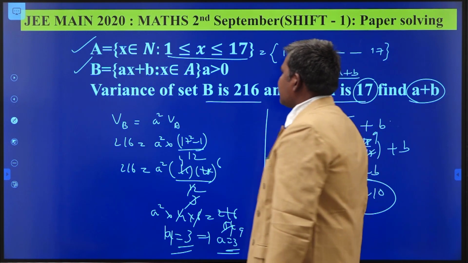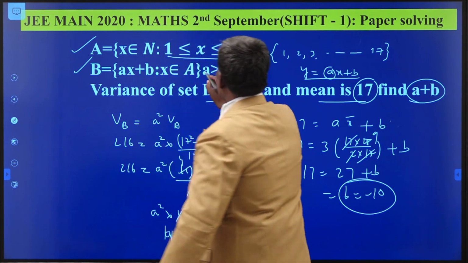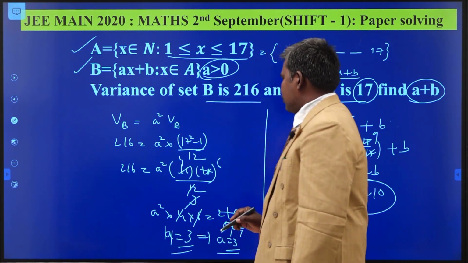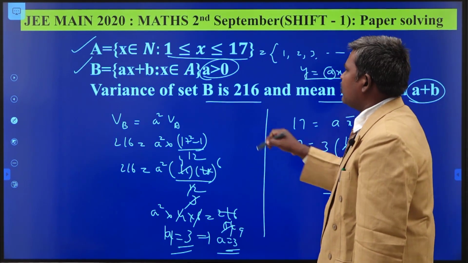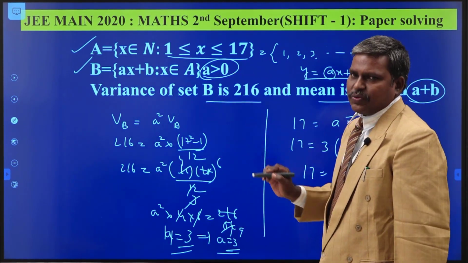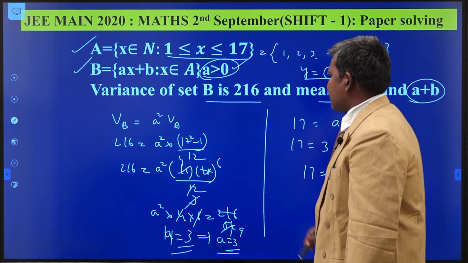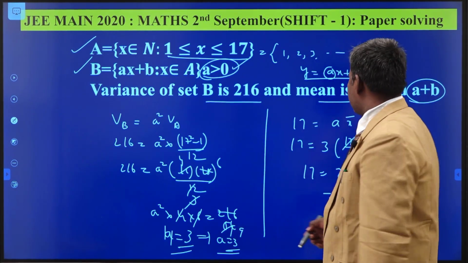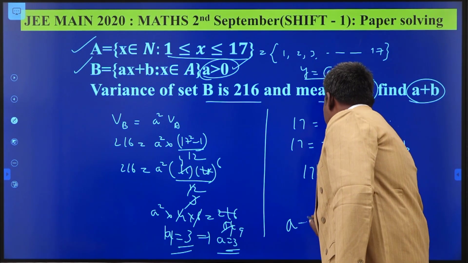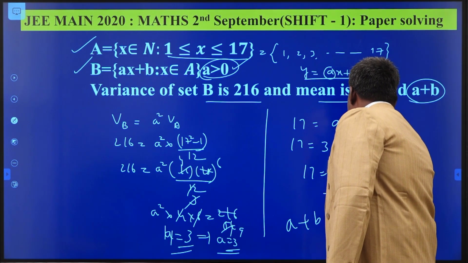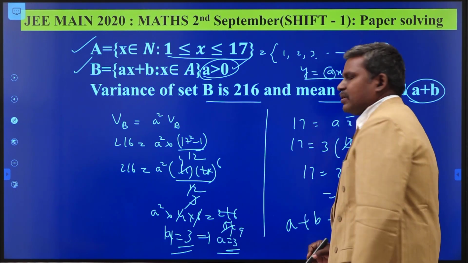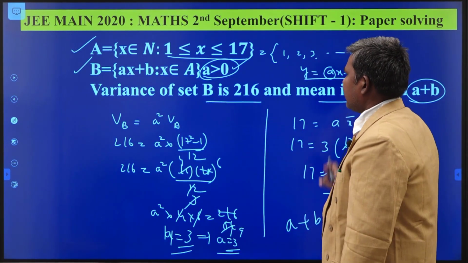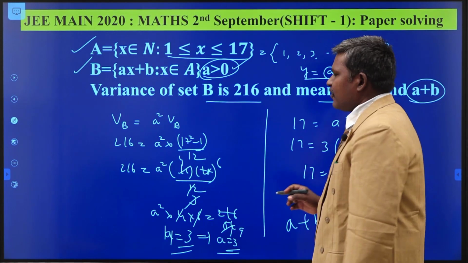So a is equal to 3. A is greater than 0 is given to you, that is why I am taking positive. The variance is always positive, standard deviation is also positive, even though there is no guarantee that a is positive or negative. Given that a is greater than 0, that is why I am taking a equal to 3. So a plus b is equal to 3 plus minus 10, that is nothing but minus 7. This is the value, minus 7. In this manner, we can find the value of a plus b.